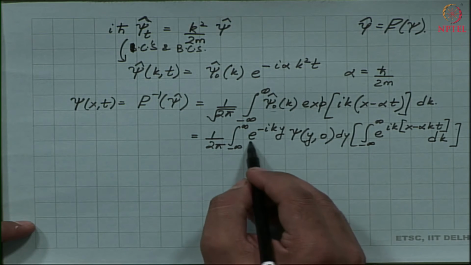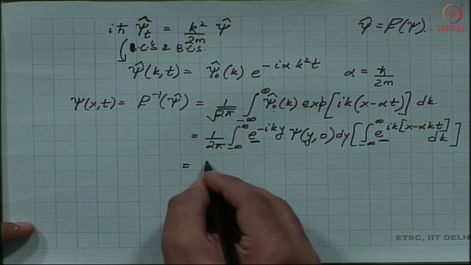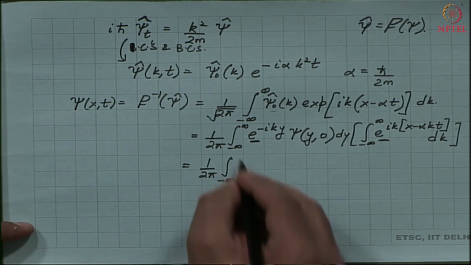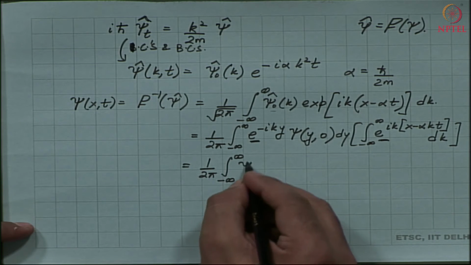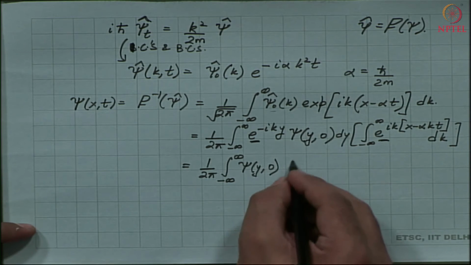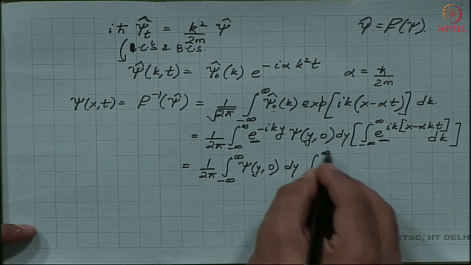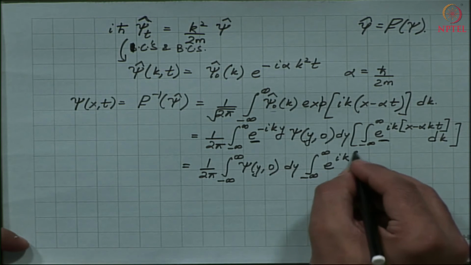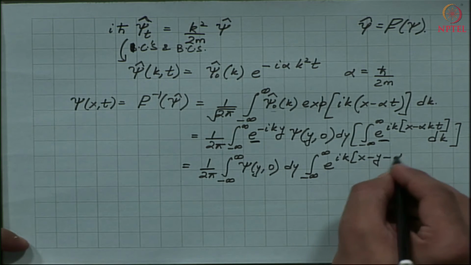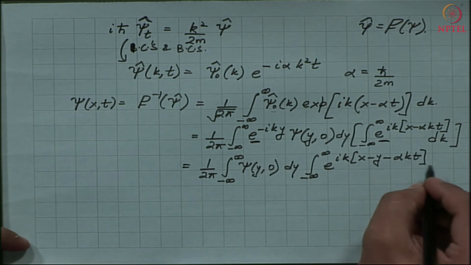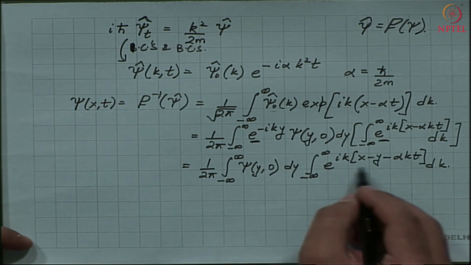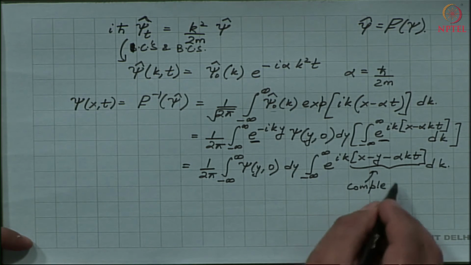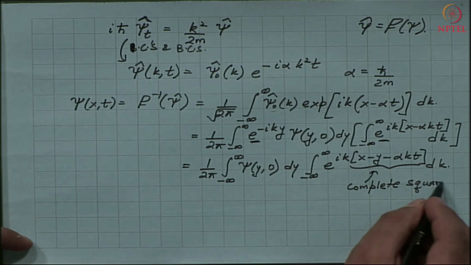So let us now combine these exponential factors and rewrite our expression. This becomes 1 by 2 pi integral from minus infinity to infinity psi of y comma 0 dy, and then the other integral from minus infinity to infinity e to the power i k x minus y minus alpha k t dk. I am going to evaluate the second integral by completing the squares. So I am going to complete squares here.